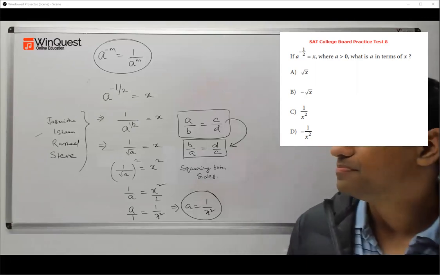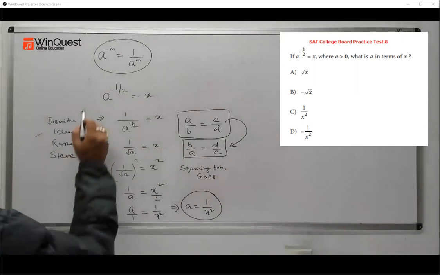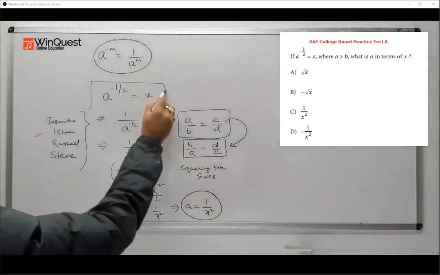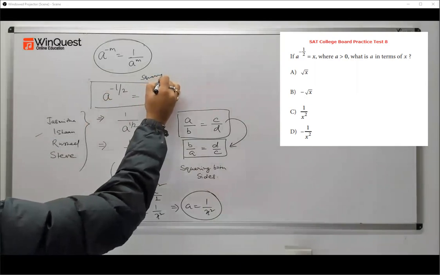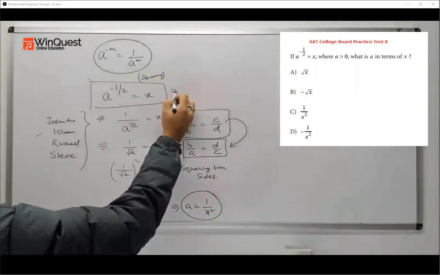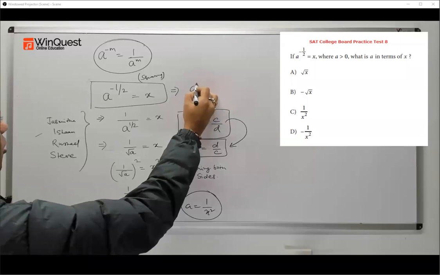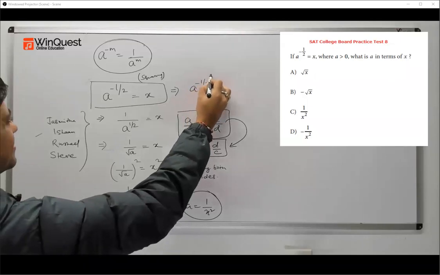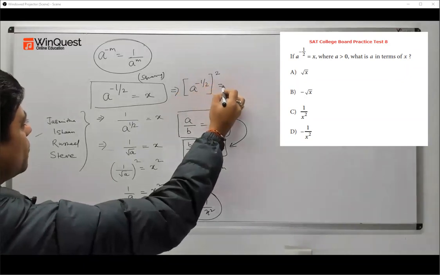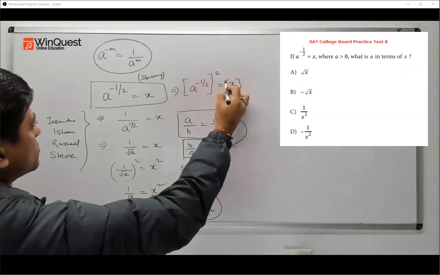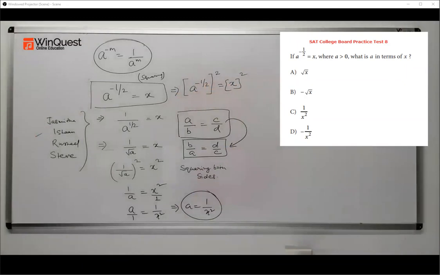Another way of doing this, I am going to make a direct square, squaring both sides. Now, guys, if you do not want to get it wrong, you always work it out like this. 2 to the power 2 equals x to the power 2. Are we clear?